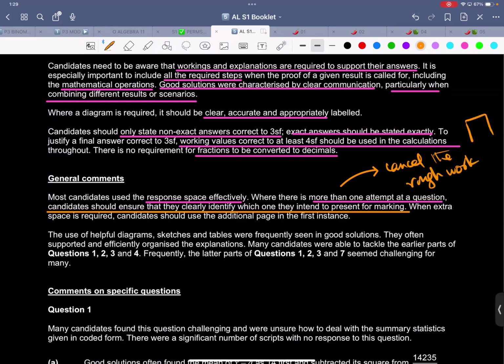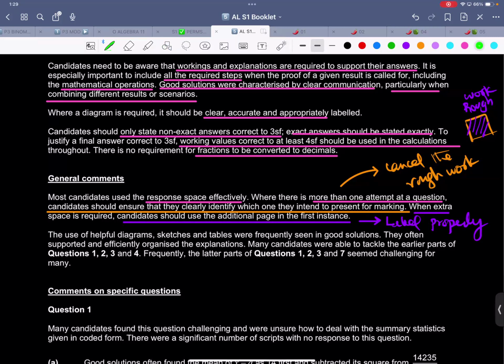Clearly put a box, and if this thing is cancelled, just cancel it out and write rough work over there so that they know exactly what has happened. When extra space is required, candidates should use the additional page in the first instance. There are 2 or 3 additional pages that are given. Just use them, and make sure that you label properly. Let me choose this one.